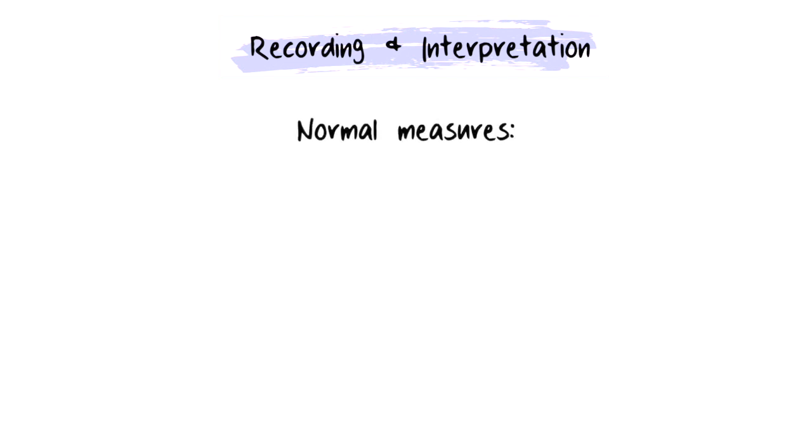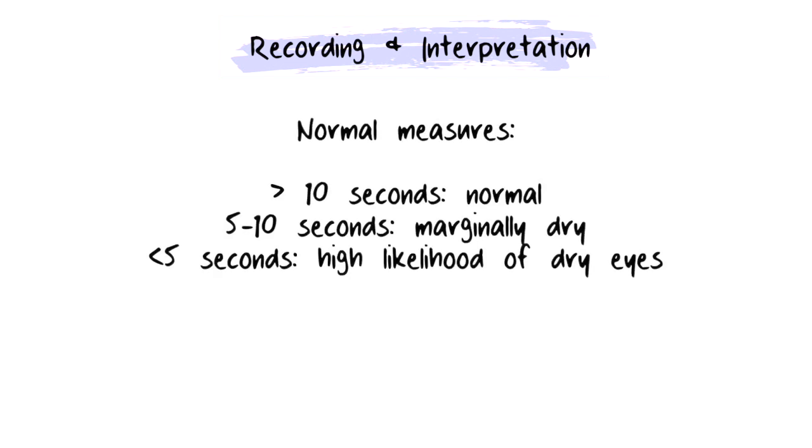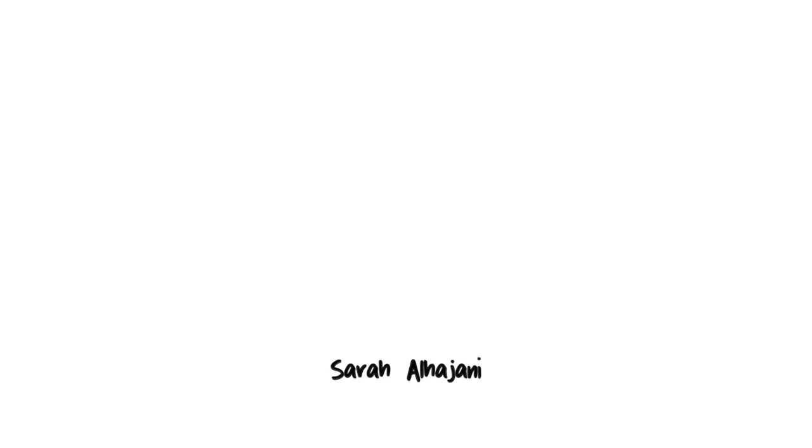Normal measures. Anything above 10 seconds is considered normal. Between 5 to 10 seconds is considered marginally dry, and anything below 5 seconds has a high likelihood of dry eyes. And this is the conclusion of the video.